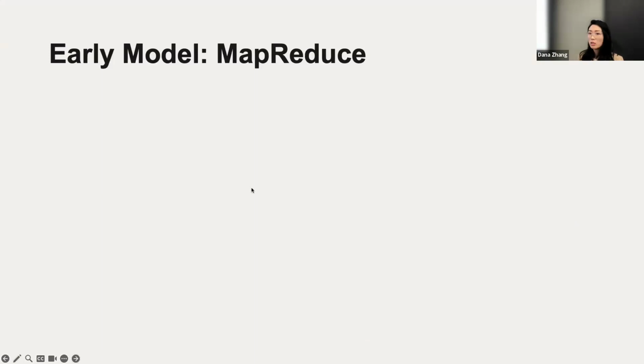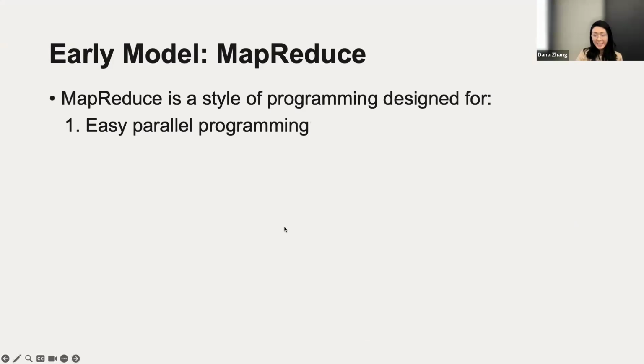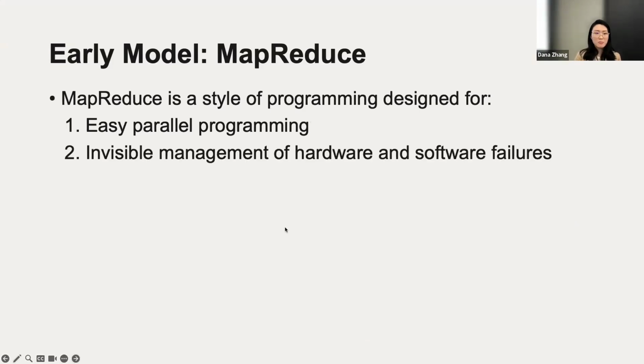Okay, so the early model that uses such a distributed file system, of course, is MapReduce. This is really just a style of programming designed for very easy parallel programming, and it makes the management of your hardware and software failures almost invisible. Remember that we want to protect our programmers. So instead of having to write code and then do a lot of DevOps work, they can focus only on the task that is really critical for them.